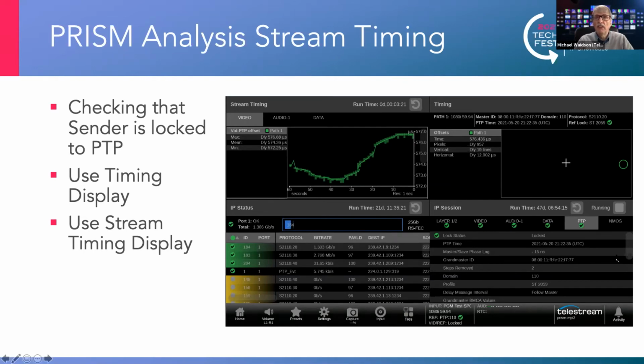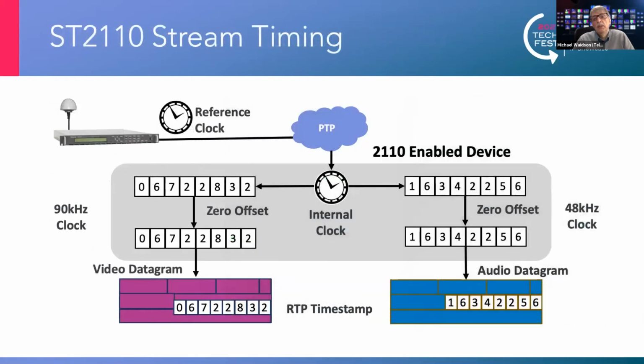You can further graphically plot this information over time in the stream timing to monitor trending of that data over time. Now, stream time uses the PTP clock as a reference to which the device that's sending should be locked. The device will generate a 90 kilohertz clock for video and a 48 kilohertz clock for audio internally. And then these will generate a timestamp value that is added to the real-time protocol header along with a sequence number and other parameters.